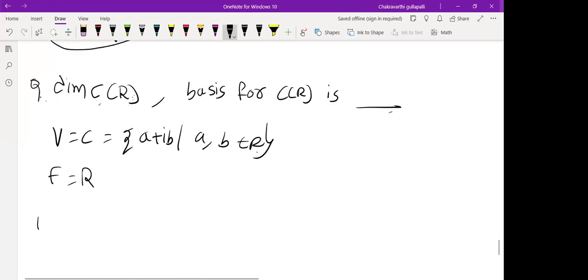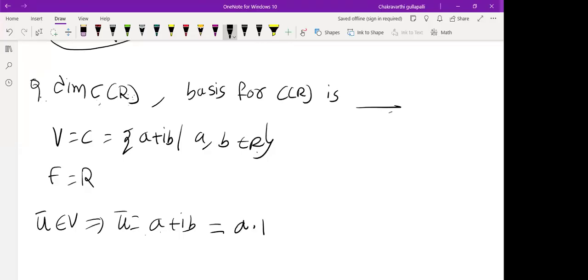Let us see. So you take u bar belonging to V. It will be in which form? u bar will be of the form a plus ib. You should be able to express this as scalar into vector with scalars belonging to R. So how will you write this? This can be written as a into 1 plus b into i. Because if I want to write 1 into a, i into 1, i is not there in the field. So the scalars must belong to the field. So you have to split carefully.